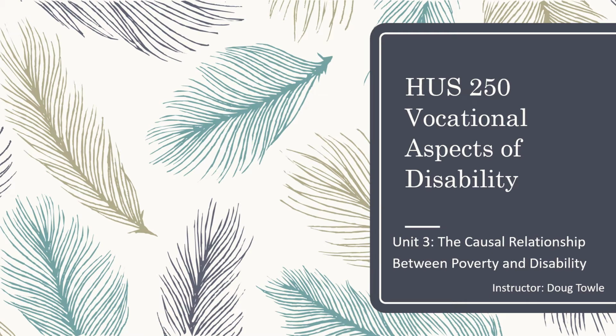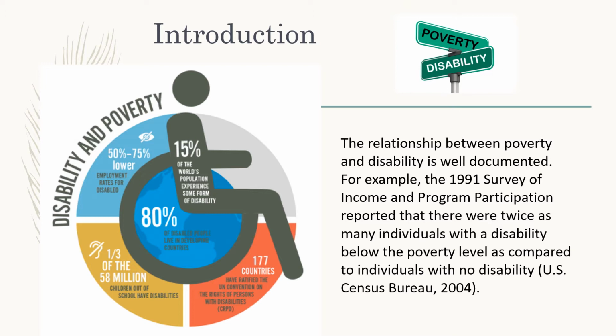Okay, so this is vocational aspects of disability, the causal relationship between poverty and disability. So this is the introduction. Disability and poverty: 50% to 75% lower employment rates for disabled people.